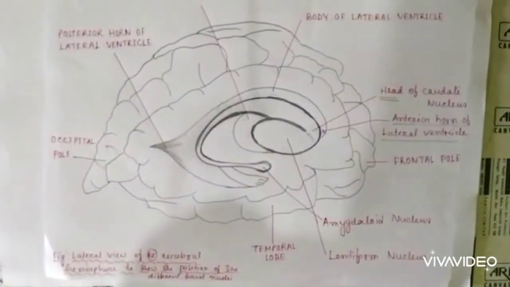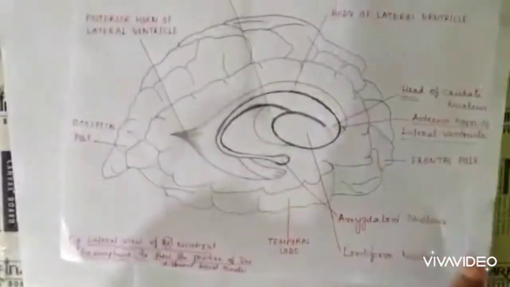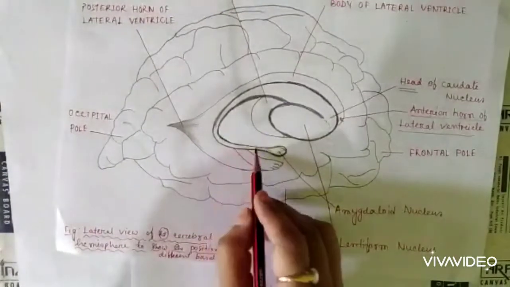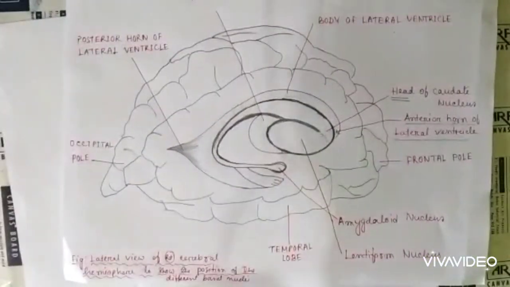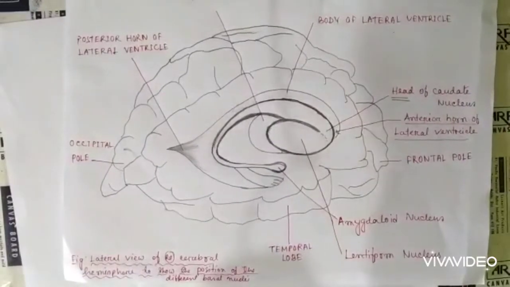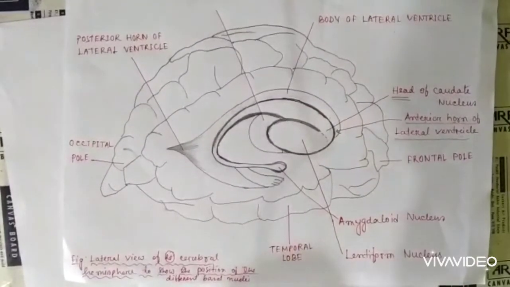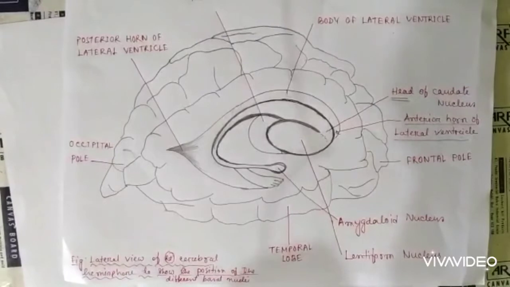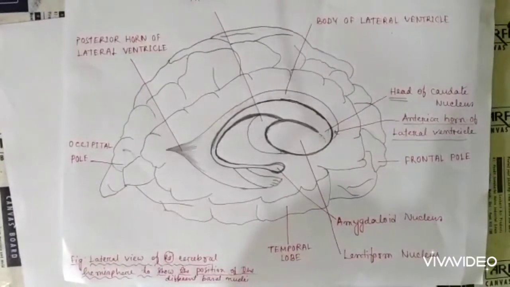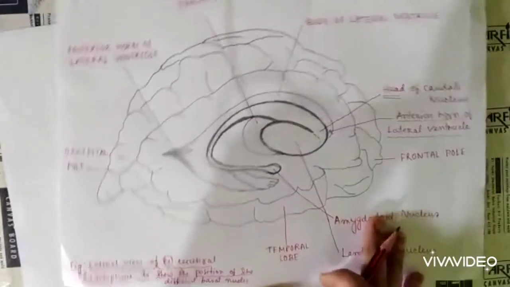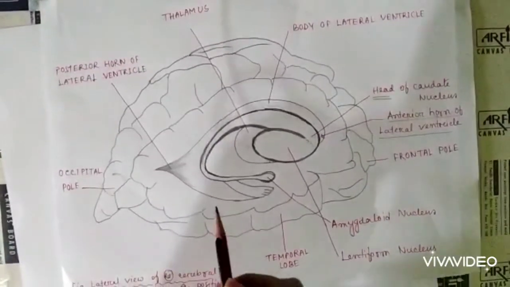Then come to the tail portion. This portion is the tail of the caudate nucleus. The tail forms the roof of the inferior horn of the lateral ventricle. See here, this is the inferior horn.